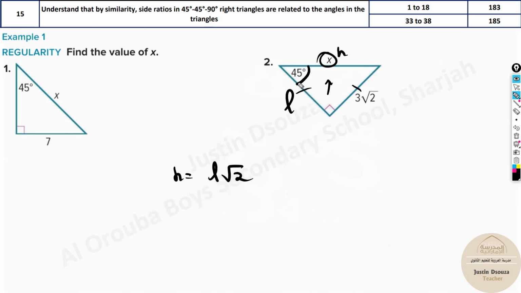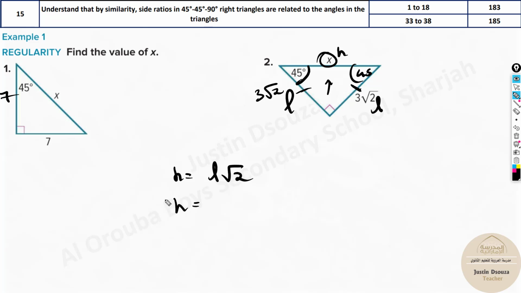And look at this, if this is 45, this is also 45. Both the angles are equal. If both the angles are equal, then it is an isosceles triangle, right? An isosceles triangle will have the legs equal. So these both are equal. So if we know this is 3 root 2, this is also 3 root 2. Now if this is 7, this is also 7.